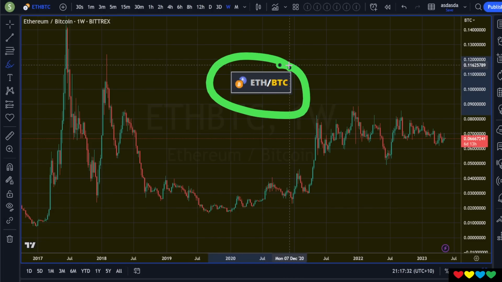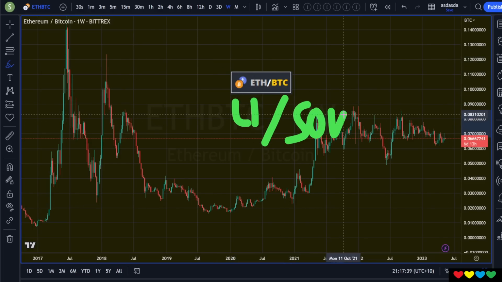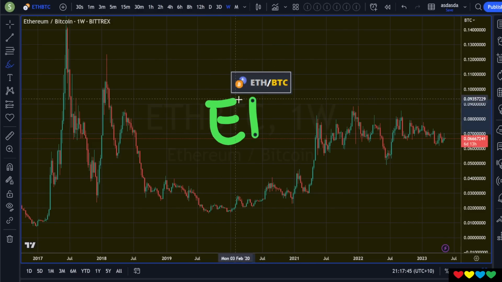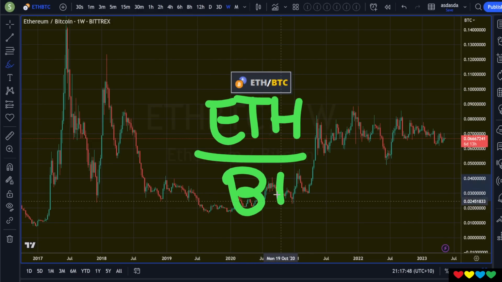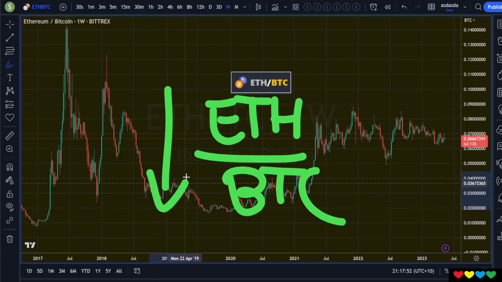And if you want to play difficult mode, you chart against ETH. But that's for something else later. This is ETH BTC, right? The L1 over SOV. Remember the big daddy, the base, the old one, the rock is always in the base. So really when you chart it, it's ETH over BTC, the denominator. So if this thing's going up, risk on. If this thing's going down, risk off.